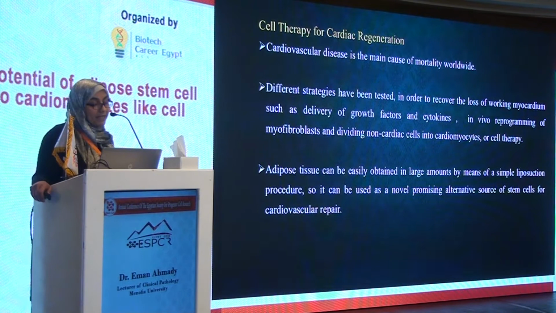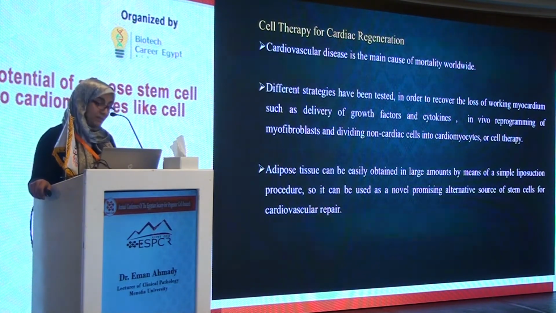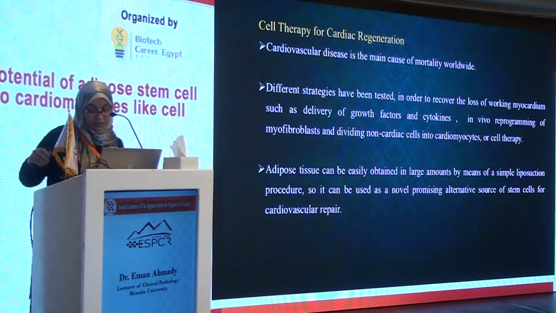Adipose tissue can be easily obtained in large amounts by means of a simple liposuction procedure. So it can be used as a novel, promising alternative source of stem cells for cardiovascular repair.